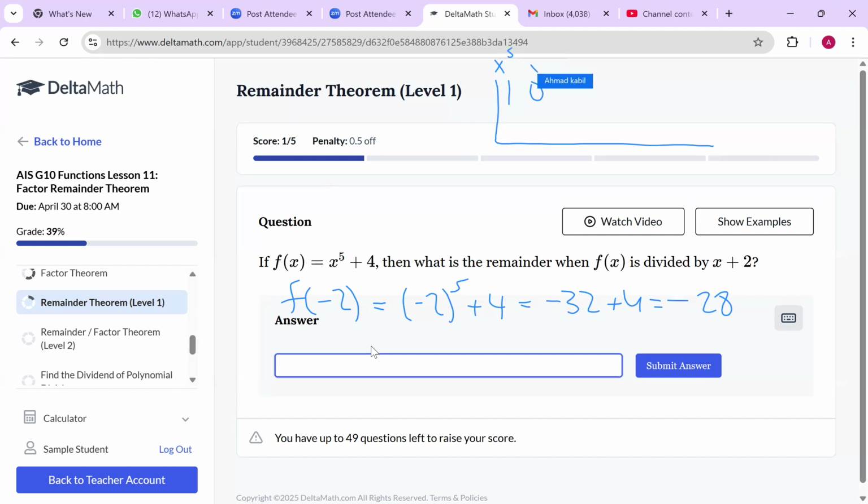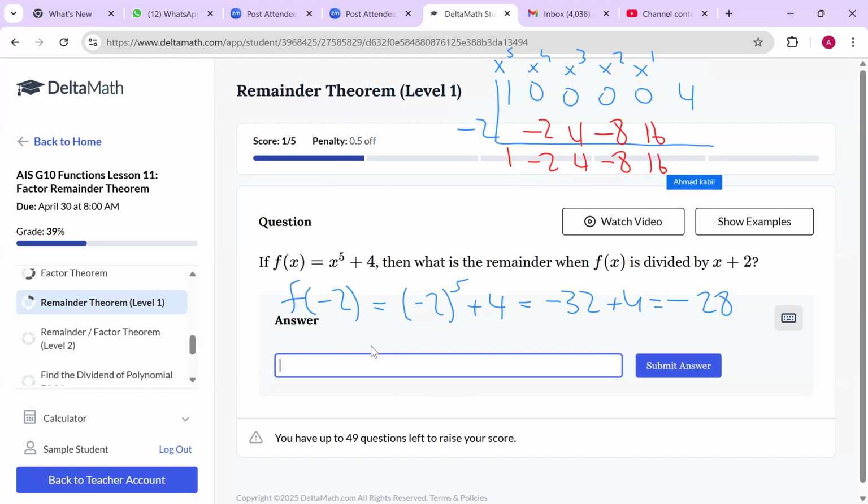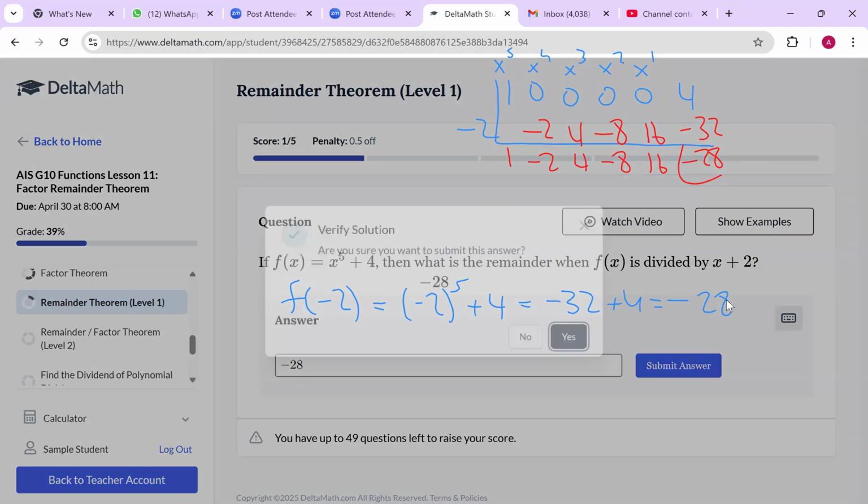If you want to try it with synthetic, you would have to write 1, 0. So this is x power 5, x power 4, x power 3, x power 2, x power 1, and the number. So we have 0, 0, 0, and then we have 4 for the number. And we're dividing by x plus 2, so we put negative 2 here. So this is 1, negative 2, negative 2, 4, 4, negative 8, negative 8, 16, and 16, and then negative 32, so negative 28 as well. So the final answer is negative 28, but of course you can tell that the first technique was much faster and easier.